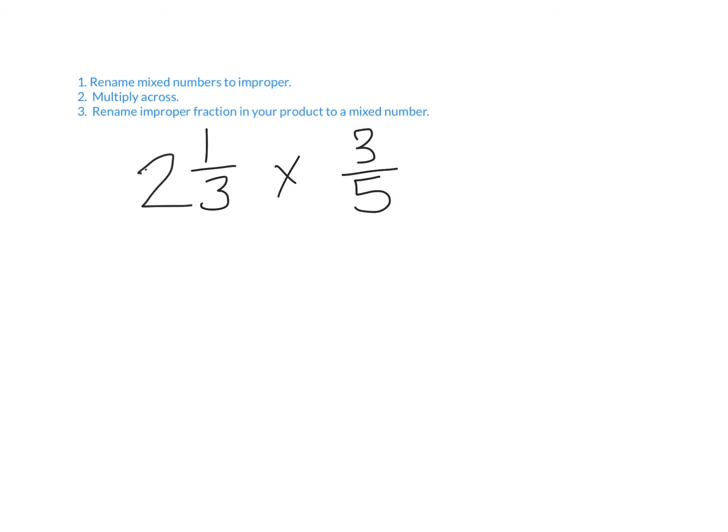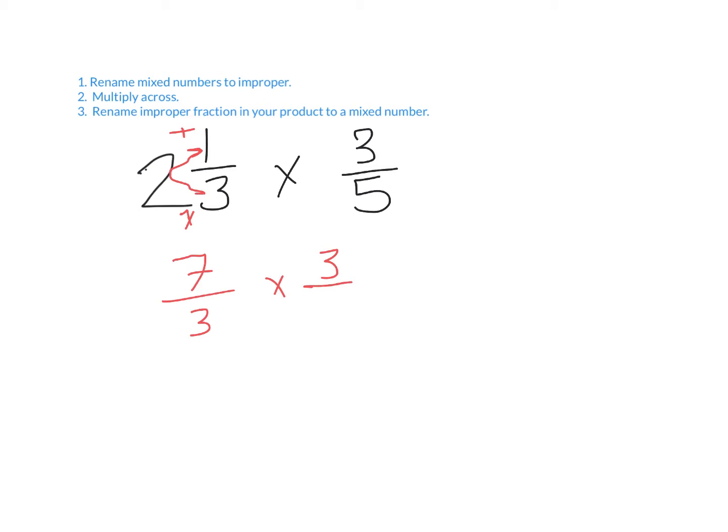My first step is renaming my mixed numbers to improper fractions. So when I take 2 1/3, I multiply my denominator times my whole number, and I add my numerator to the mix. So 2 times 3 is 6, plus 1 becomes 7. So my new numerator becomes 7. My denominator stays 3. And I can bring down the multiplication sign, and I can bring down the 3/5.